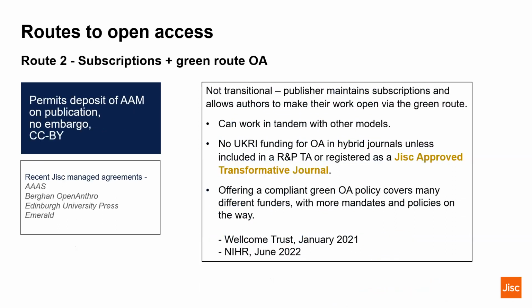And then if I move on to route 2, this was the green open access route. With this model, a publisher permits compliant green open access as an integral part of their offering to institutions as an added benefit. This is not exclusive. It can be used in conjunction with APC-based models. Although APC-based models, if the hybrid journal is not included in a transformative agreement or considered a JISC-approved transformative journal, then it would not be covered by UKRI block grant.